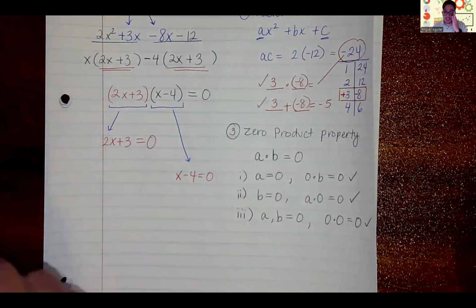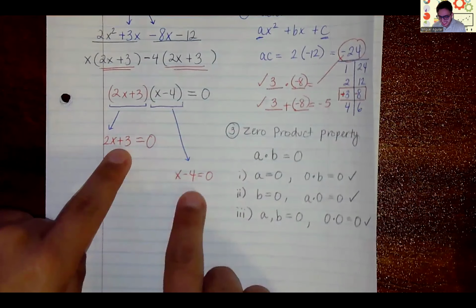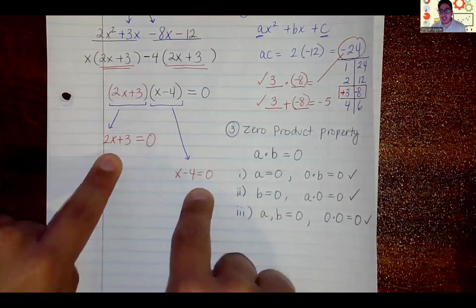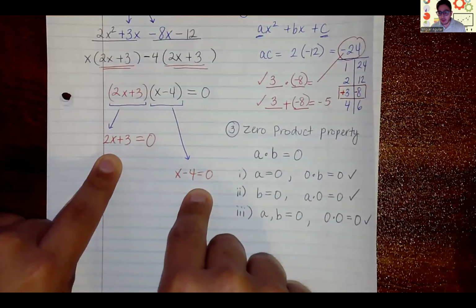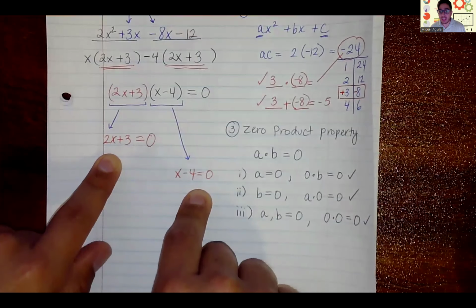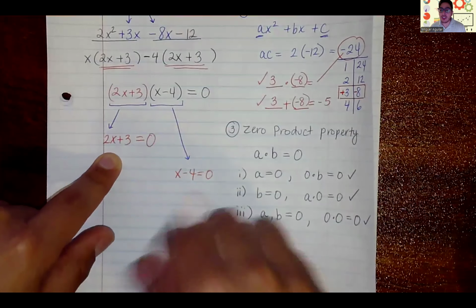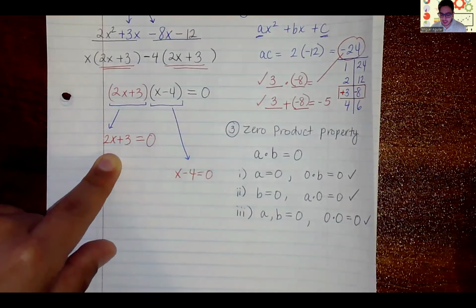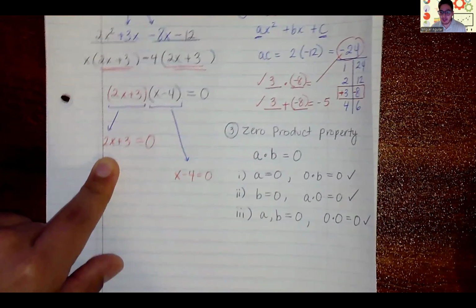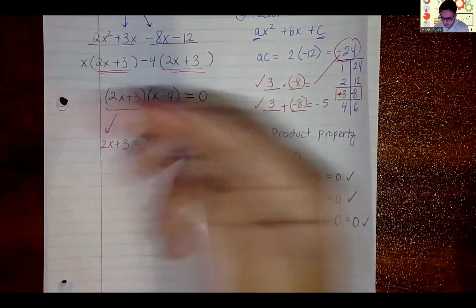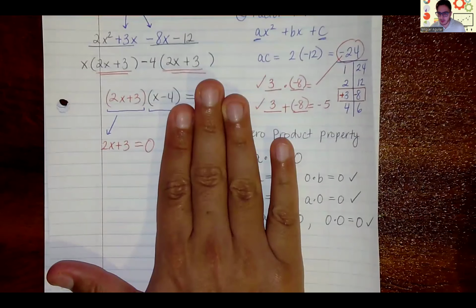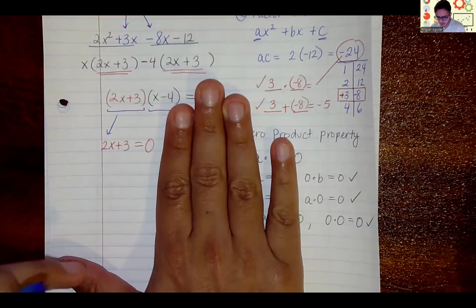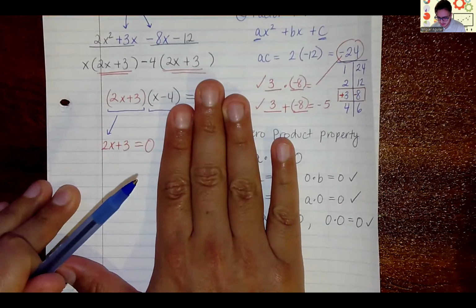In any case, if we set each of these factors individually equal to 0, they're no longer a quadratic equation. Now we have two linear equations, and we can just solve them individually to find the value of x. Okay? So if we cover up one of those factors or one of those linear equations with our hand and just focus on this first one, we should be able to solve this for x, right?